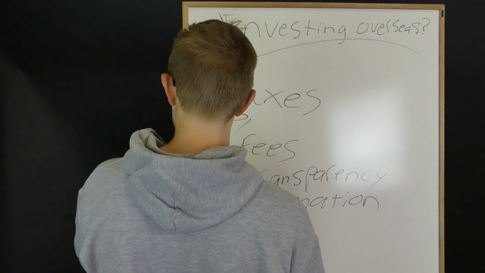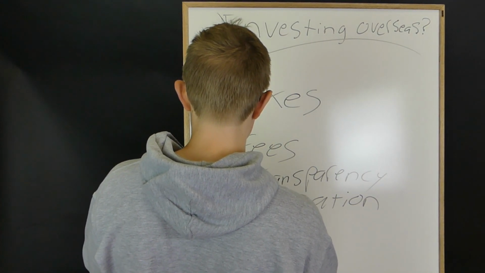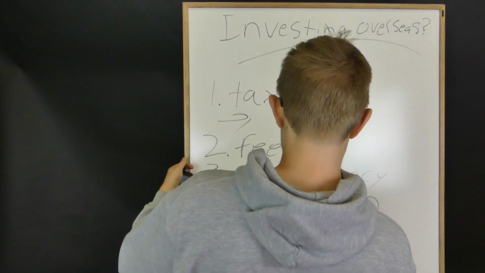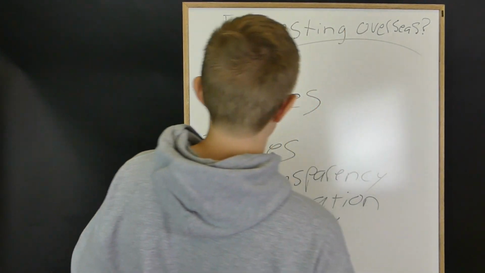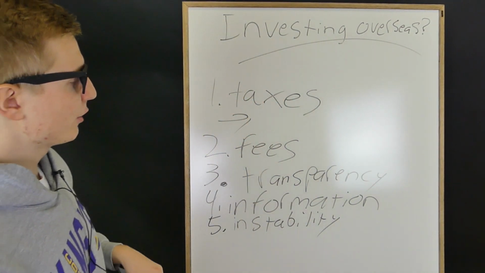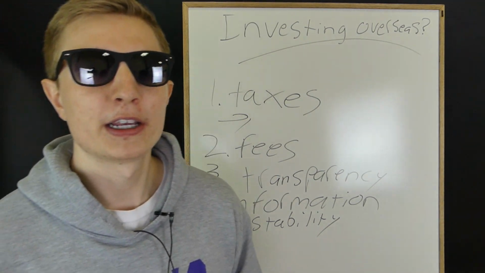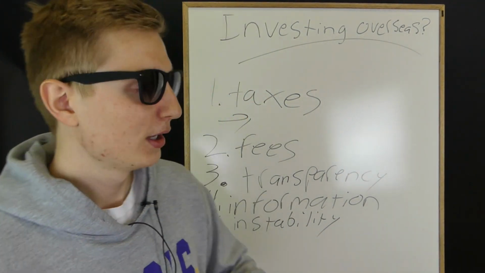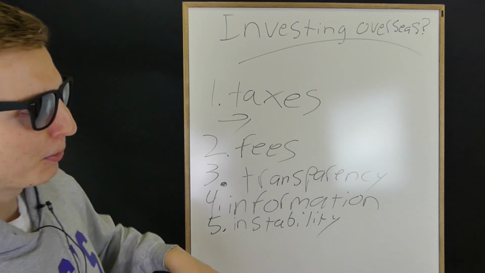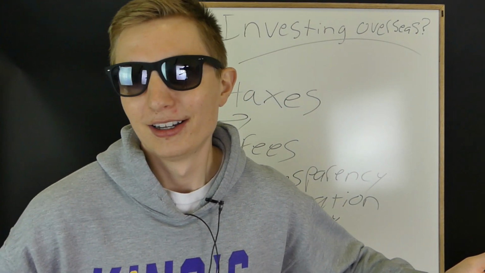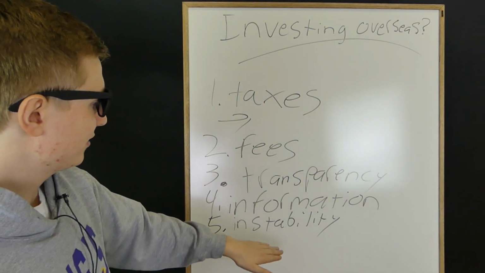Number 5 here is instability. The first 2 have been money related. The next 2 have been information related. Instability is more market related. And usually for the first 4, people are like, it doesn't matter, I just look at charts and I buy the stock. Who gives a fuck, right? So this one's more about the market itself.